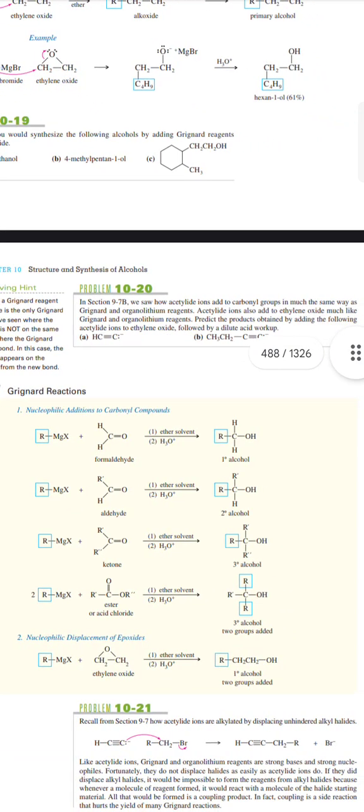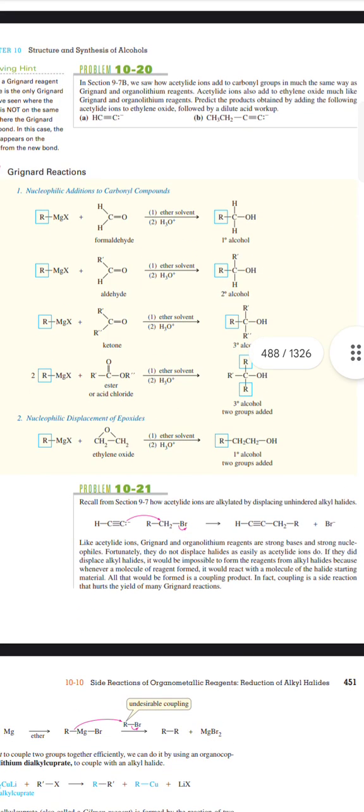So there is a flow chart regarding Grignard reactions. If we take Grignard reagent with formaldehyde, a primary alcohol is formed, and if we take an aldehyde then a secondary alcohol is formed, and if we take a ketone with Grignard reagent then a tertiary alcohol is formed. If we use two equivalents with esters or acid chloride, then a tertiary alcohol is formed. Similarly, if we use ethylene oxide, that is an epoxide, with Grignard reagent, a primary alcohol is formed.